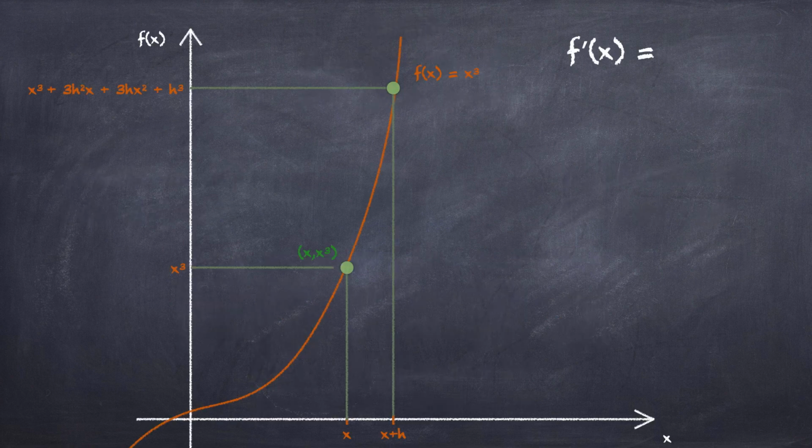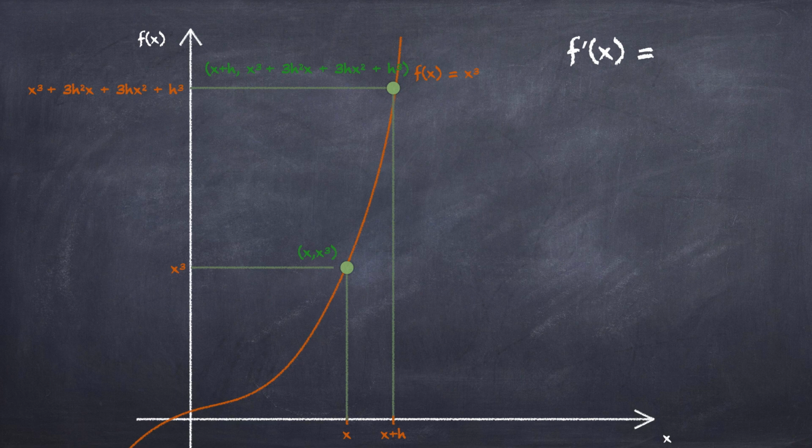Okay, so let's go back to our graph. Here's our equation from before. And this is going to be the point x plus h, comma, x cubed plus 3h squared x plus 3hx squared plus h cubed. Now, that's also a mouthful. Do not try to say that. Or you can, and show off.